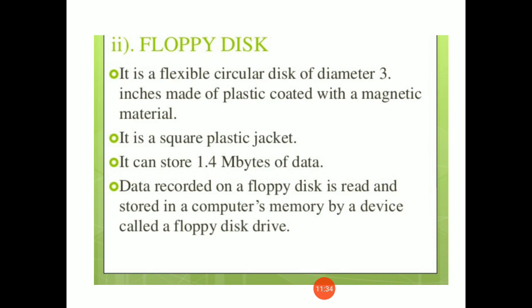Next magnetic memory is the floppy disk. This floppy disk contains a single plastic disk. Initially it was used as a main storage device, but nowadays it is used for carrying data from one computer to another. It requires a floppy drive for its operation. It is not as reliable as the hard disk because the data storing surface is exposed, so it may be affected by dust particles and magnetic field.